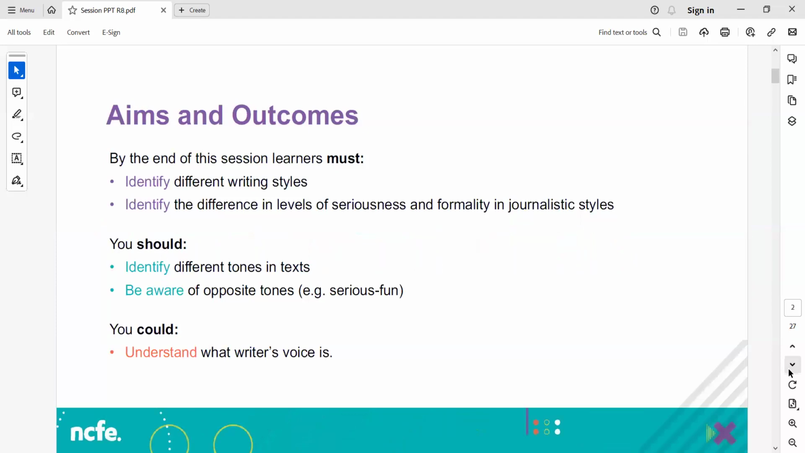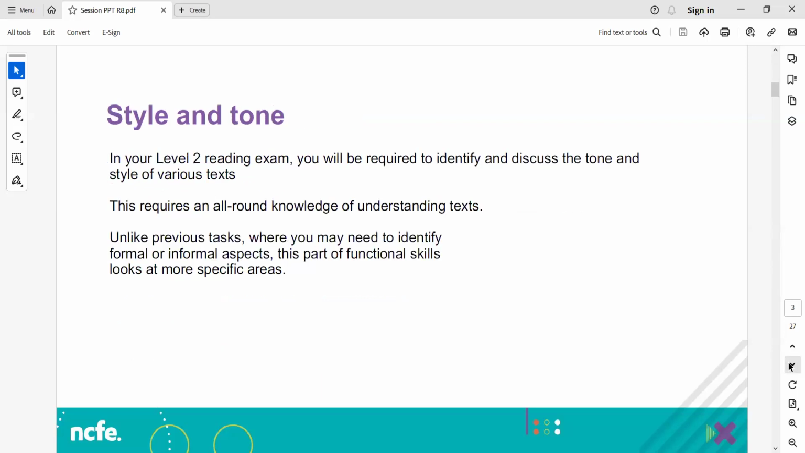Our aims and outcomes. By the end of this session, you must identify different writing styles and identify the difference in levels of seriousness and formality in journalistic styles. You should identify different tones in texts and be aware of opposite tones, such as serious and fun. And you should understand what writer's voice is.